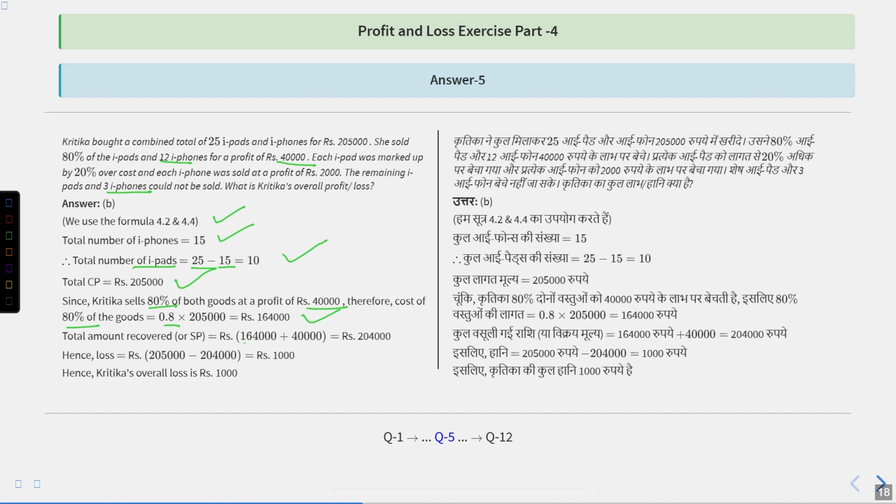So the selling price of the 80% articles is the cost price, which is 1,64,000, plus 40,000. It will become 2,04,000. So we can clearly see a loss will happen. So how much loss? Loss equals cost price minus selling price, which is 1,000. So Kritika's overall loss is 1,000 rupees. B is the correct answer.